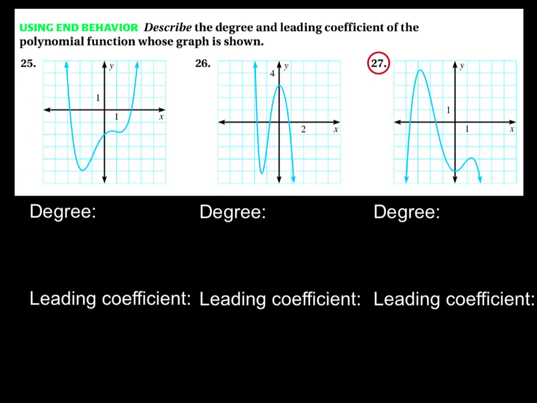All right, let's run through a couple quick examples here. So if we take a look at number 25, we have a function where as x approaches negative infinity, our function is approaching positive infinity. And as x approaches positive infinity, our function is also approaching positive infinity. So what do we know about this function's degree? It has got to be even.